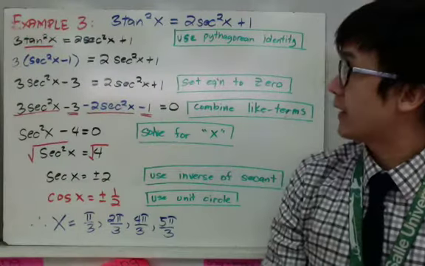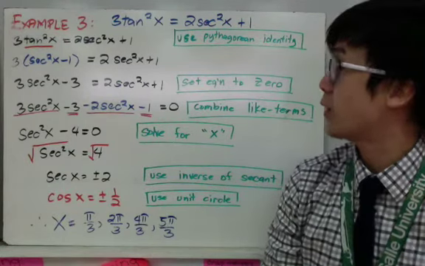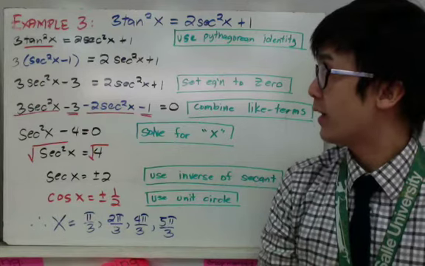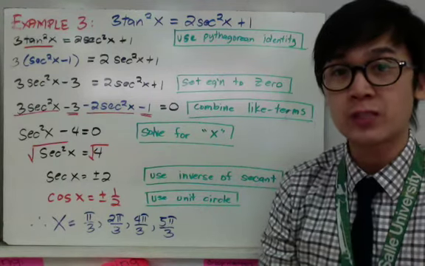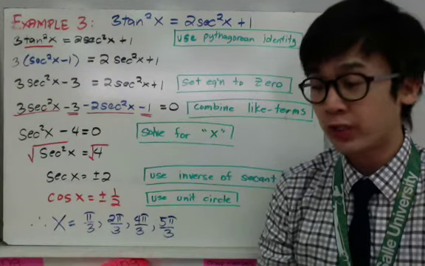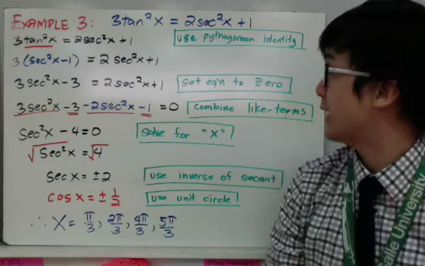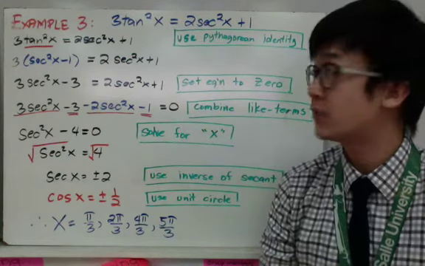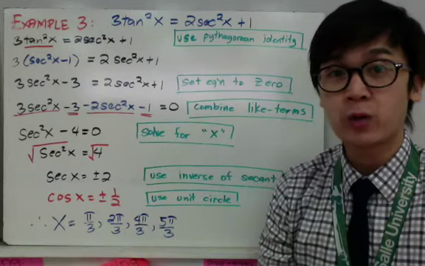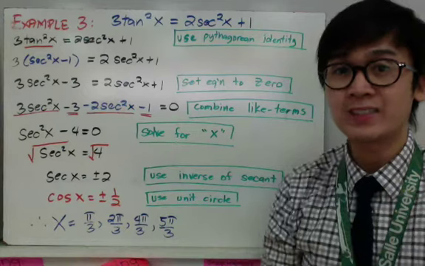Now for my example number 3, I have 3 tangent squared x plus 2 secant squared x plus 1. And using the Pythagorean identity again, because if you've noticed, every time you have an exponent of 2 in your trig function, you always use the Pythagorean identity, and that's what I did. So in this case, I changed my tangent squared x into secant squared x minus 1 using the Pythagorean identity, so that all my equation here will be secant.